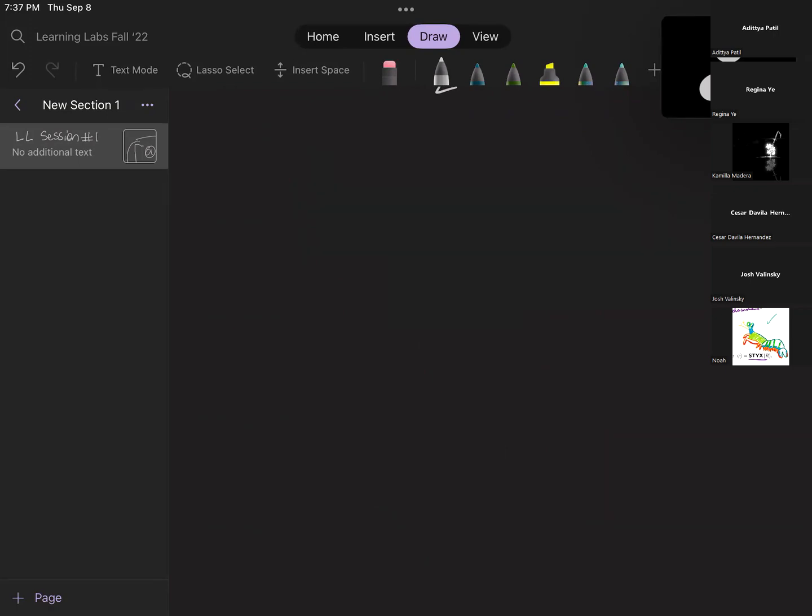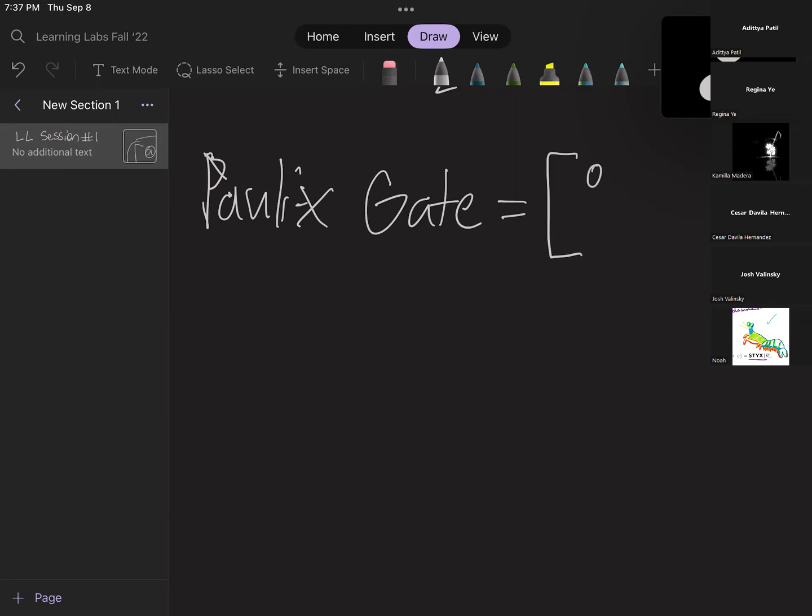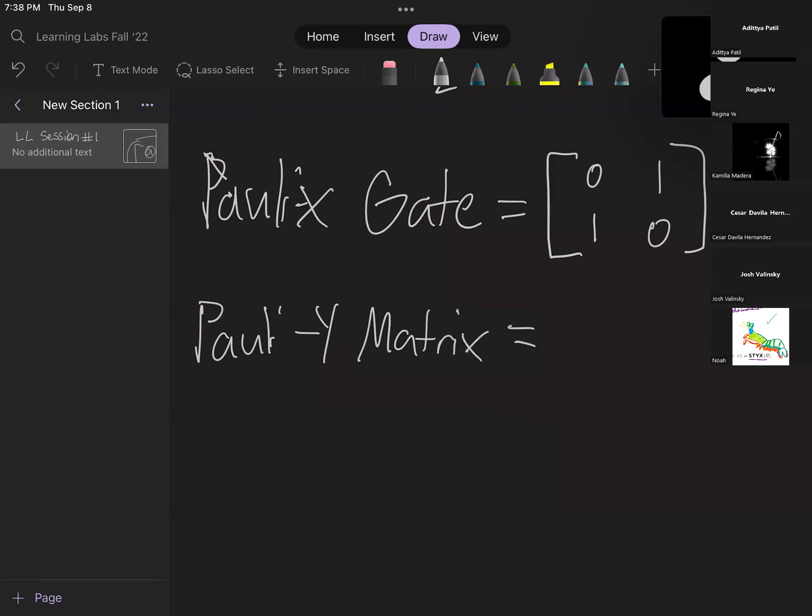So the first one is called the Pauli X gate. This is a 2x2 matrix, which can be represented as 0, 1, 1, 0. And there are also 2 more. So there's the Pauli Y, which is equal to 1, 0, 0, i. Right, sorry, 1, 0, i, 0. Yeah, that's the Y. That's the Pauli Y matrix. And then there's also the Pauli Z.